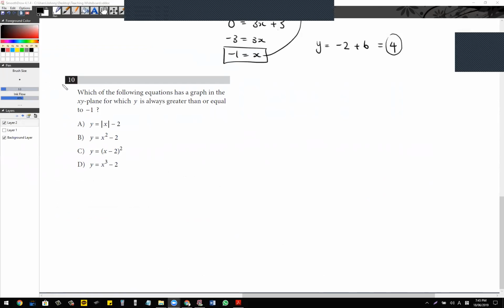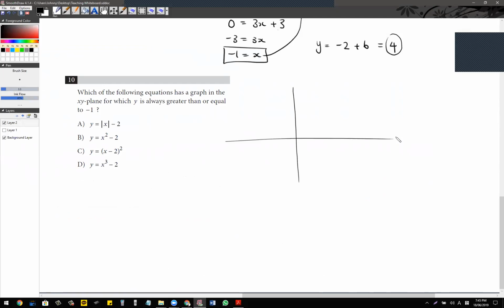Number 10, which of the following equations has a graph in the xy plane for which y is greater than or equal to -1? So it's a graph of these, and it is asking which one of these is always above this line, which means if you have a graph like this, it's always above -1. Okay, so let me give you a graph of all of that.